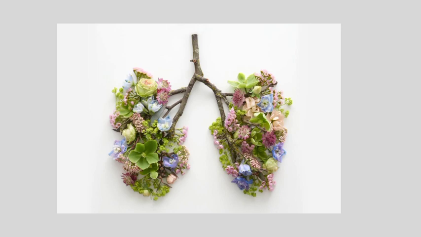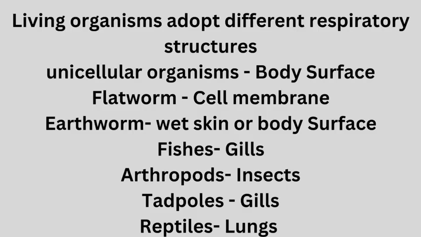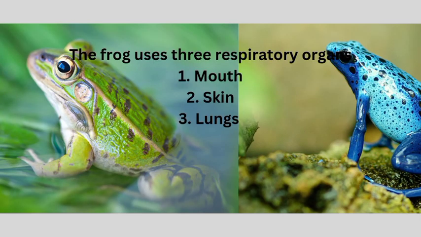So this diagram is a caricature representation of the lungs. Then living organisms adopt different respiratory structures. Unicellular organisms adopt the body surface, flatworms the cell membrane, earthworms their wet skin or body surface, fish gills, and arthropods such as insects.